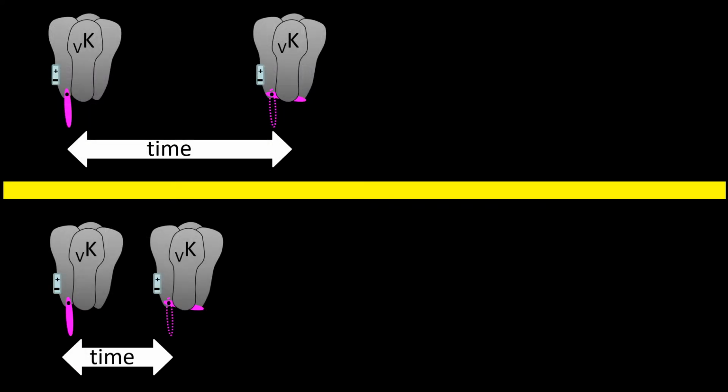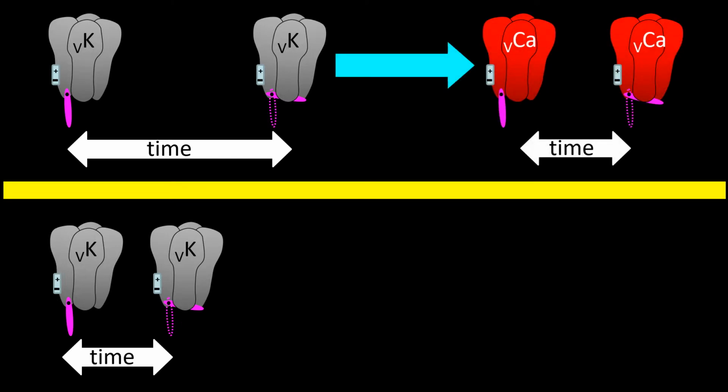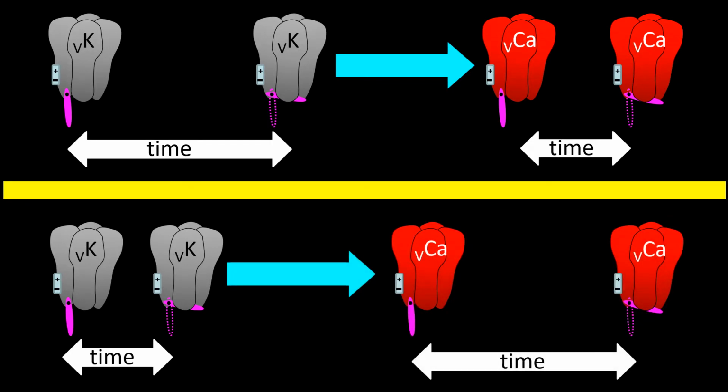The duration voltage-gated potassium channels are open, represented for a longer time in the upper part of this panel and for a shorter time in the lower part of this panel, impacts the opening time of calcium channels. When potassium channels are open for a long time, calcium voltage channels are open for a short time. When the voltage-gated potassium channels open time is short, then the voltage-gated calcium channels open for a relatively longer time.